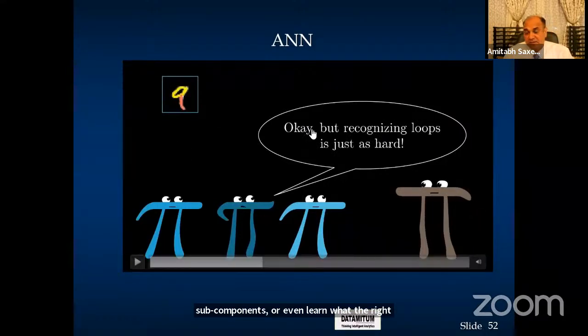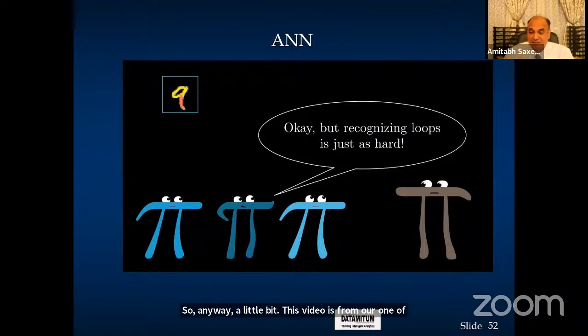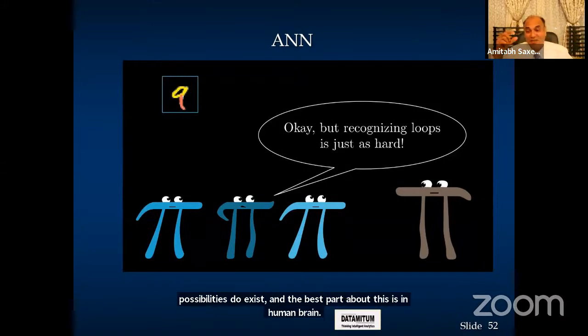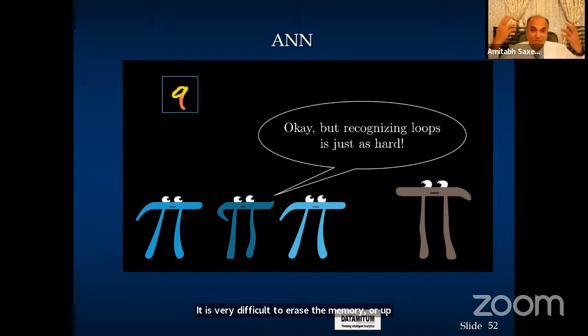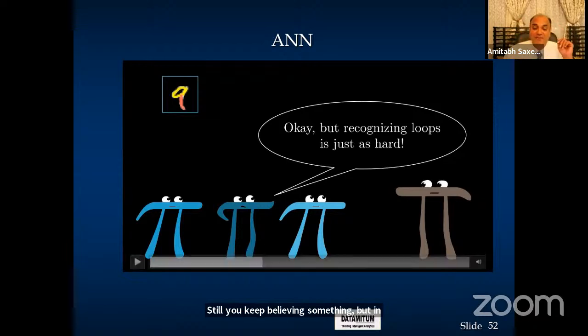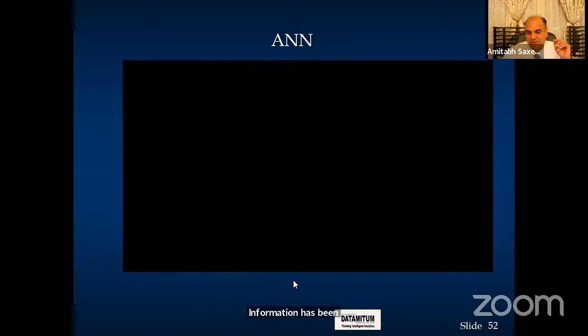Anyway, this video is from one of our advanced level explanations, but just to tell you that all these possibilities do exist. And the best part about this is, in the human brain, it's very difficult to erase a memory or a belief, or change the belief. Even if you are wrong, still you keep believing something. But in a machine, you can easily erase something. If wrong information has been fed, you can easily erase it. That's the best part of dealing with machines.